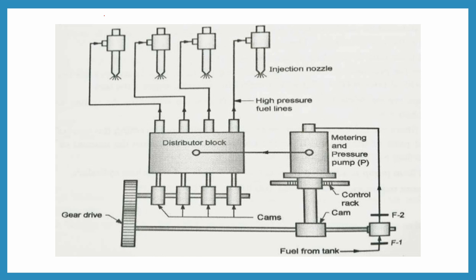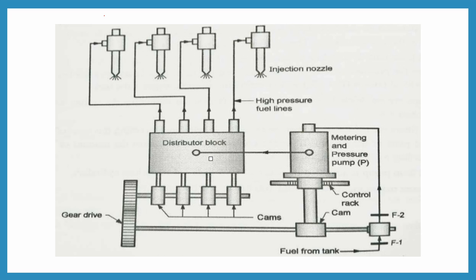Now here is the picture of the distributor type. The fuel from the tank is coming here, F1 is the filter 1, the primary filter, then here is the secondary filter. Then the fuel line goes to the metering and pressure pump. So here we have a single fuel pump. This pressure pump provides the fuel to the distributor block.